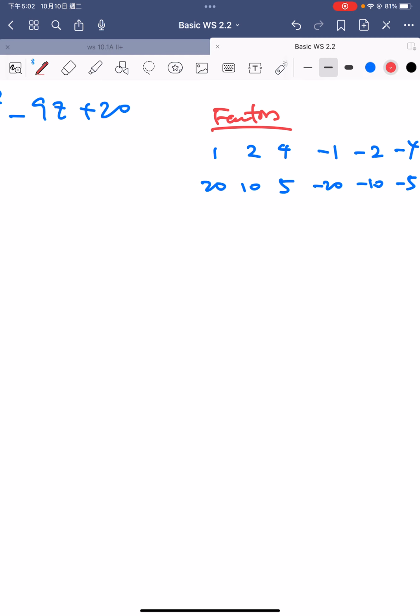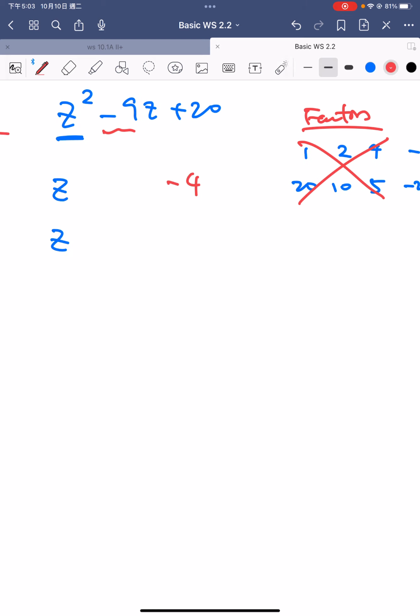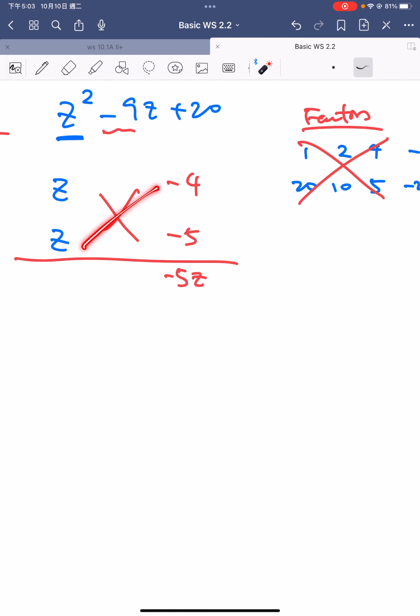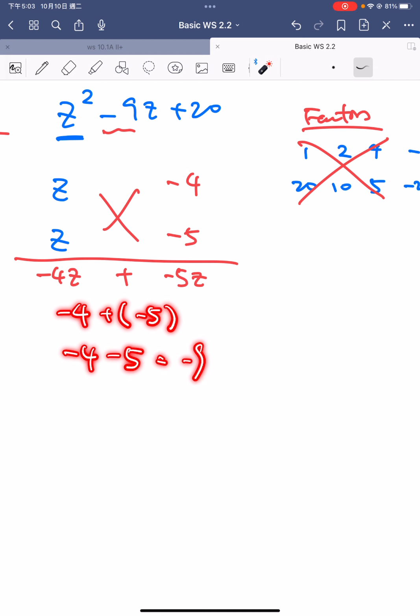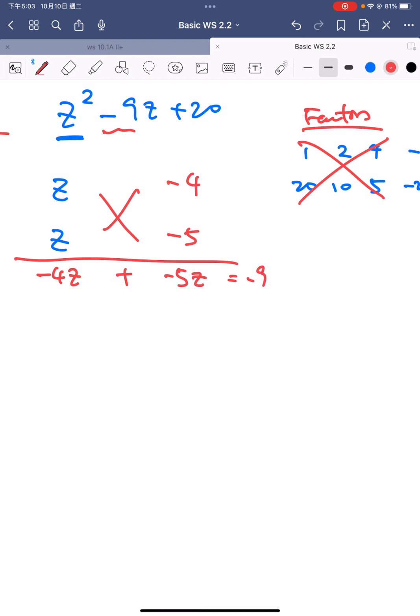As I said before, the middle term is going to be negative, and two positive numbers will never give you negative when you add them together. So we're only going to consider these three cases. If you choose negative 4 and negative 5, and we use our cross method, z times negative 5 gives you negative 5z, z times negative 4 gives you negative 4z. Then you add them together, negative 4 plus negative 5, which is negative 4 minus 5, gives you negative 9. So this is going to be equal to negative 9z.